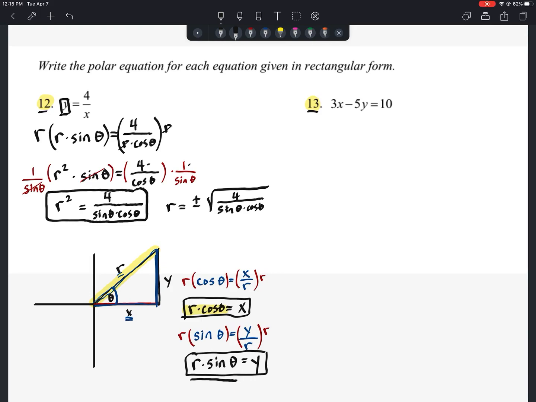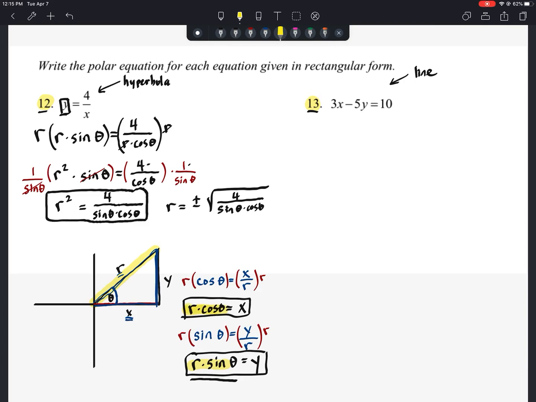Let's go ahead and jump into number 13 now. This one, which we didn't even talk about what it looked like, was a hyperbola. This one over here is just a straight line. So let's think about what we could do. We have to get rid of our x's and our y's, so we could look at it the same way here.